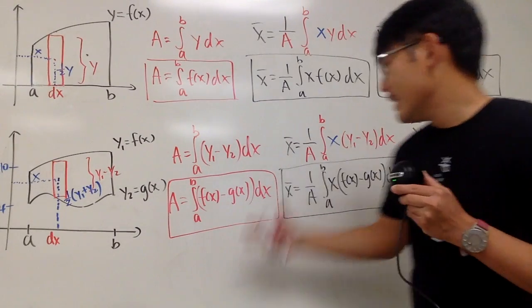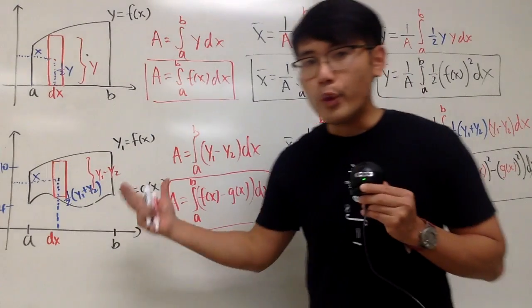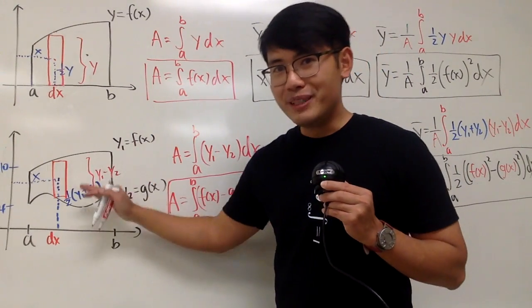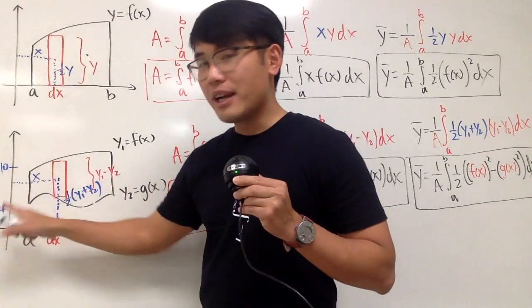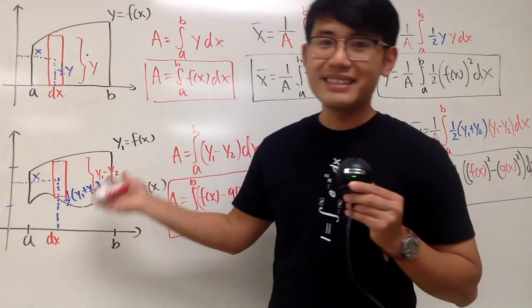And with that said, this right here is the formula for the x bar and also the y bar when we have two curves right here. So this right here is just an example, and now let me just erase this. Okay, and that's it, right?